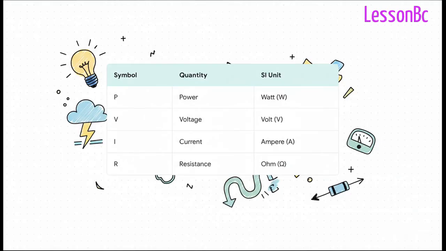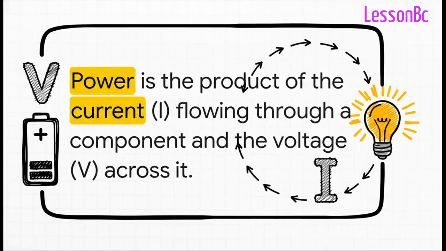But before we get to the equations, let's meet the key players in our story. You've got P for power in watts, V for voltage in volts, I for current in amperes, and R for resistance in ohms. You're going to be seeing these guys a lot. This one right here is the big one. It's the foundational equation for power and electric circuits. All it tells us is that the power being used is just the product of the current flowing through something and the voltage across it. It's simple, it's elegant, and it is incredibly powerful.